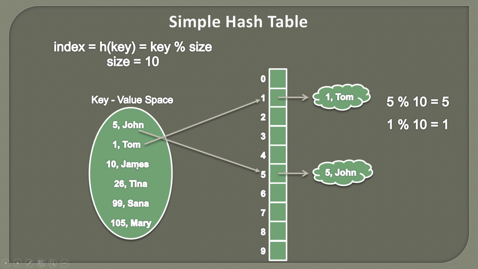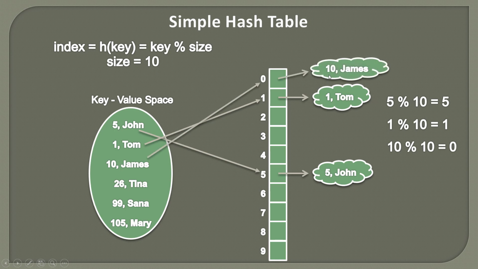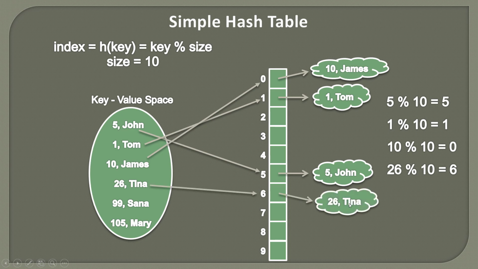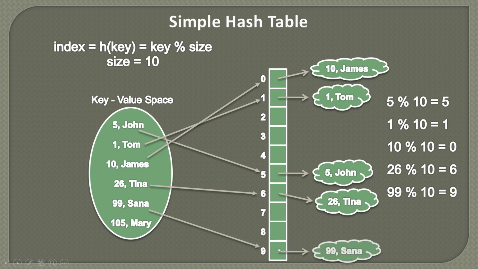If we want to store 10, James, we do 10 mod 10. So we get remainder 0. So we go to the 0th index and store 10, James there. For this key value pair, 26, Tina, we get 6 as the remainder. So we go to the 6th index and we store 26, Tina. For this key value pair, if we divide 99 by 10, we get remainder 9. So we go to the 9th index and we store 99, Sana there.